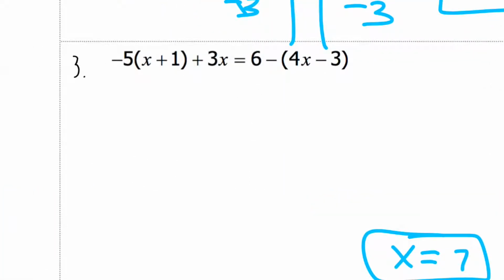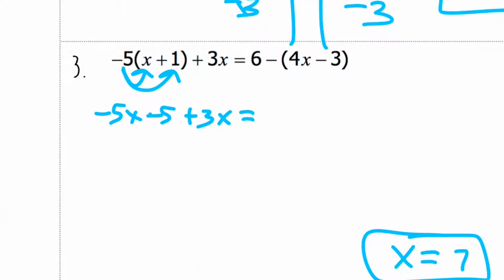together. First things first, can you distribute in this problem? And the answer is yes. You can distribute a -5, which gives us -5x minus 5 plus 3x equals, and here we actually have to distribute this negative. We've talked about doing that before. We haven't practiced it too much, so if you missed that, don't feel too bad. 6 minus 4x, and then plus 3, because a negative times a negative is a positive.